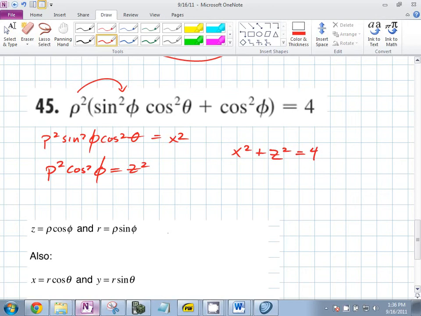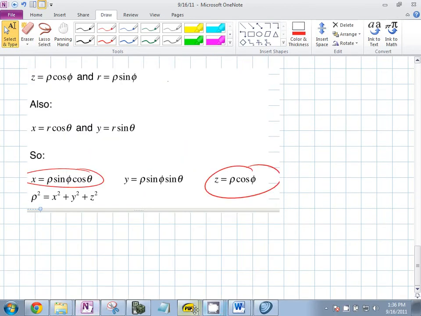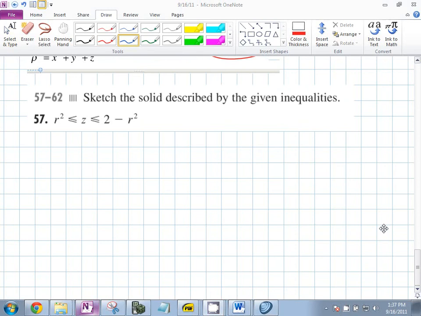Did that go nicely for us? Yeah, that was cool. You see why we don't have to immediately recognize things like that? Okay, another one from 12.7, another one from two surfaces. What's the lower bound that we think? Z is equal to r squared. And what's the upper bound? Z is equal to 2 minus r squared, right?